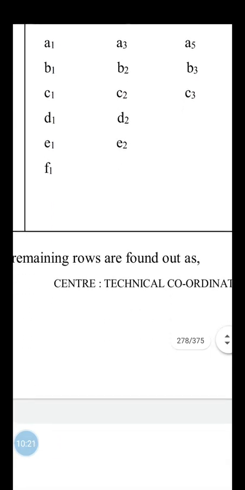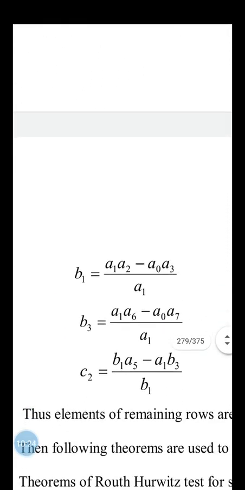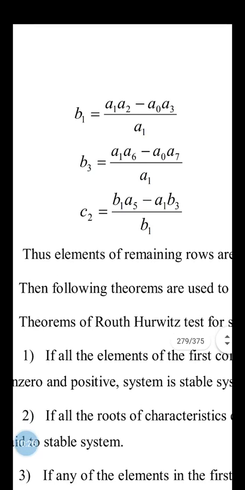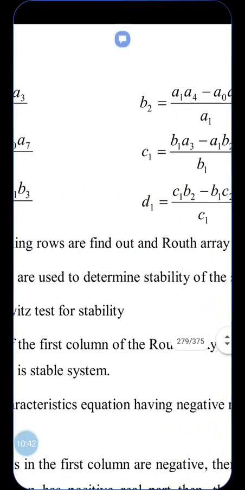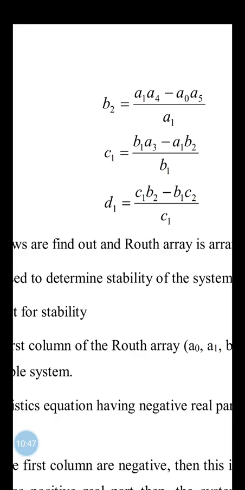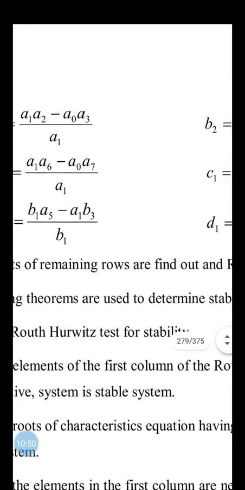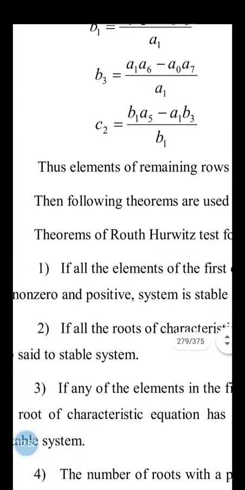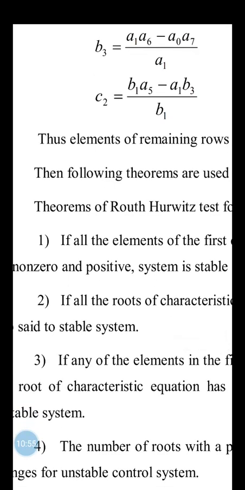How are they found out? This is the equation which is used to find the values of B1, B2, B3, C1, C2, C3. So B1 is equal to what? B1 is (a1 a2 minus a0 a3) upon a1. What is B2? B2 will be (a1 a4 minus a0 a5) upon a1. Thus the elements of the remaining rows are found out and the Routh array is arranged.